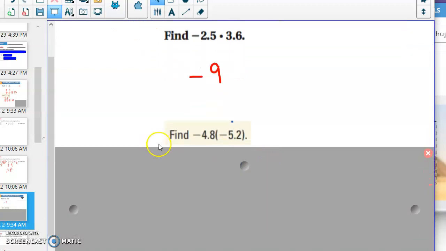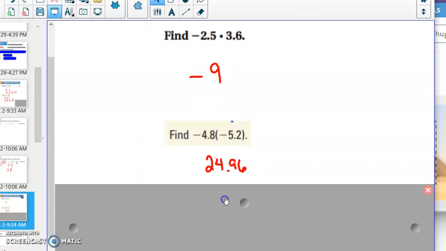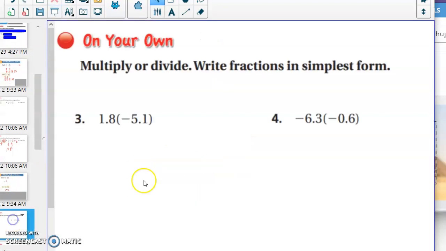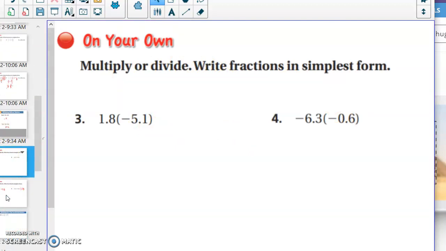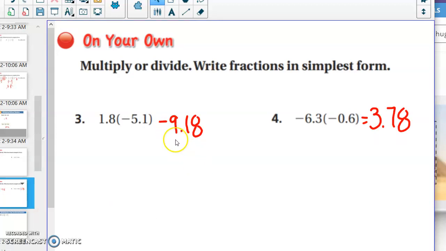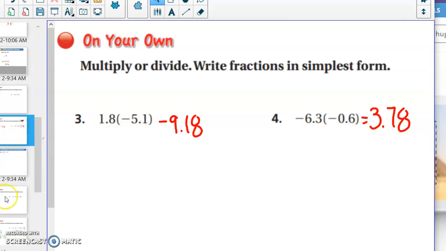Using a calculator again, 4.8 times 5.2 is 24.96, but because these have the same signs, my answer is going to be positive. Please pause the video and answer these two on your own. To check, you should get negative 9.18 for the first one. You should get positive 3.78 for the second one.